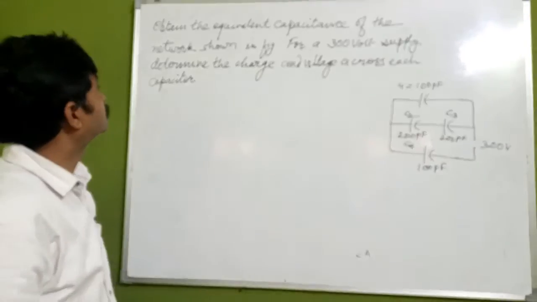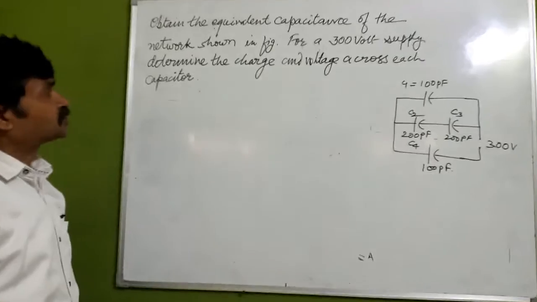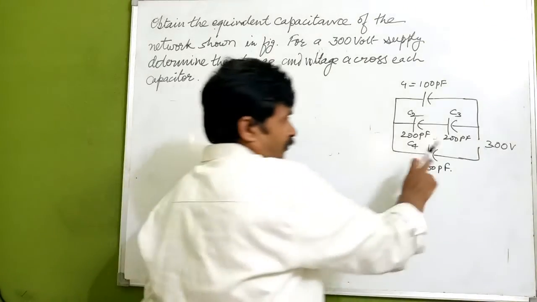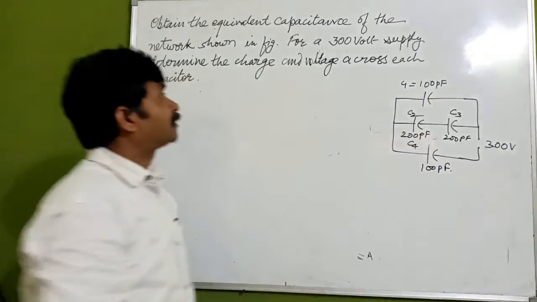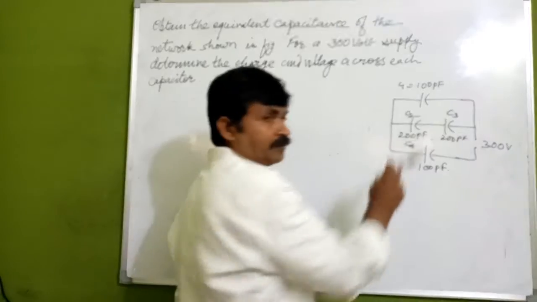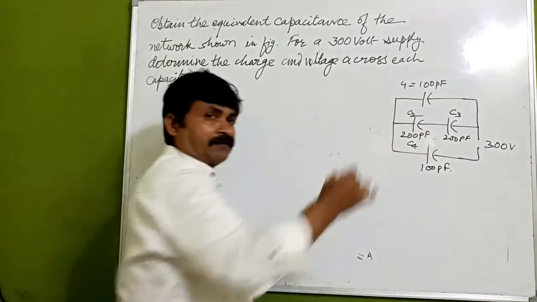Here students, obtain the equivalent capacitance of the network shown in figure for a 300 volt supply. Determine the charge and voltage across each capacitor. Now what we have to do, we have to determine the voltage and charge across each capacitor. First we will determine the total capacitance of the network.